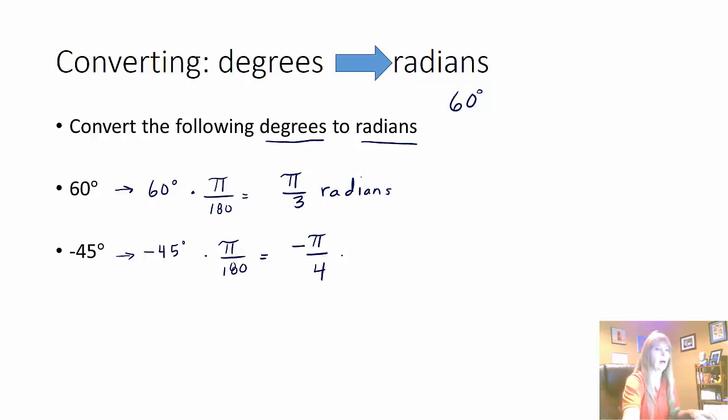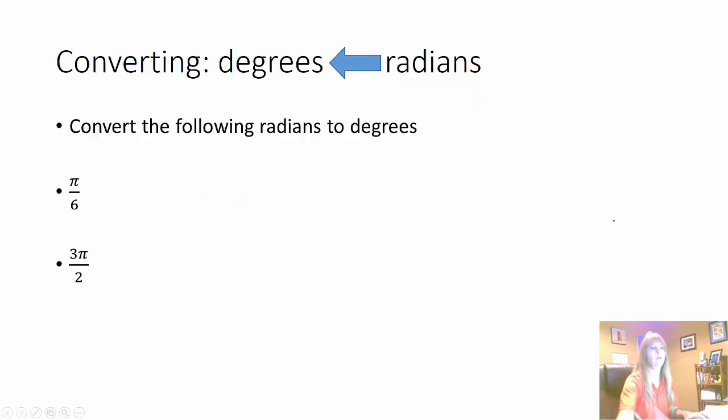And I get negative pi over 4 radians. So that's the big key when you're going from degrees to radians. Well, of course, you can go from radians to degrees. How do you do that?